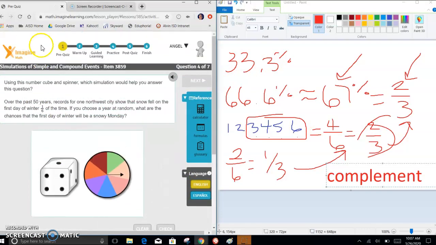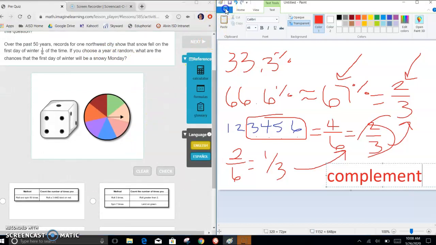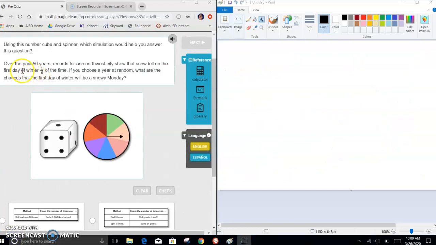All right, using this number cube and spinner, which simulation would help you answer this question? Over the past 50 years, records for one Northwest city show that snow fell on the first day of winter 1/6 of the time. If you choose a year at random, what are the chances that the first day of winter will be a snowy Monday? Hold on. Okay, so I have to look at the things that they have given me here.